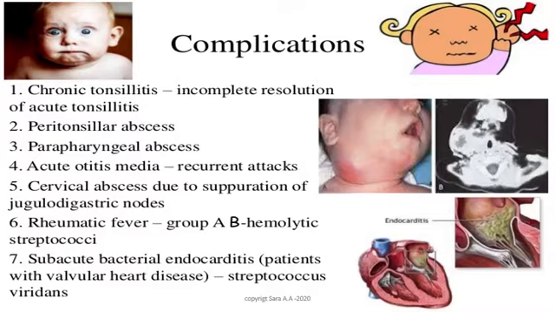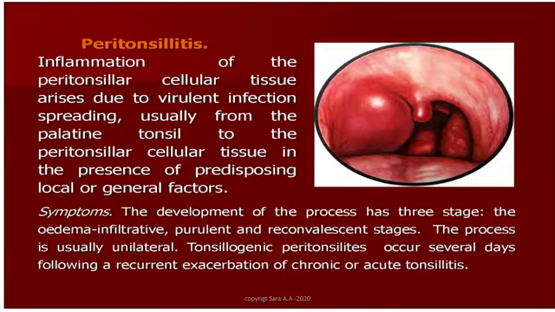Now about the complications. Maybe we can say a paratonsillar abscess, a parapharyngeal abscess, and any other complications it can lead to. But the visible one is paratonsillitis. Inflammation of the paratonsillar cellular tissue arises due to infection spreading, usually from the palatine tonsil to the paratonsillar cellular tissue in the presence of predisposing local and general factors. The development of the process has 3 stages.